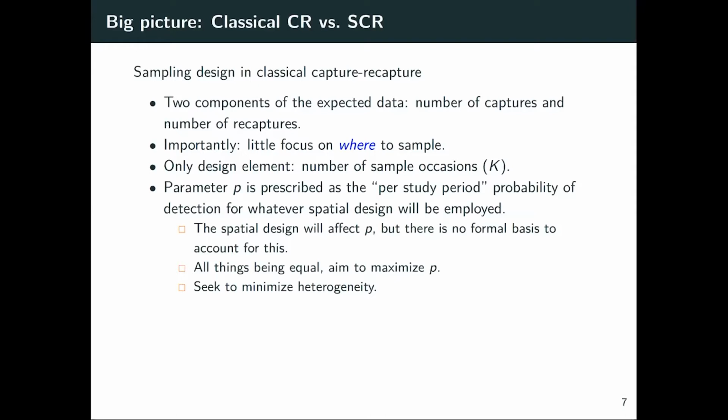So really the only design element is the number of sample occasions, which is K. And then parameter p is prescribed as the per study period probability of detection. And essentially we want a spatial design that will optimize p. Again, not really a formal basis to account for this though, and we seek to minimize heterogeneity.